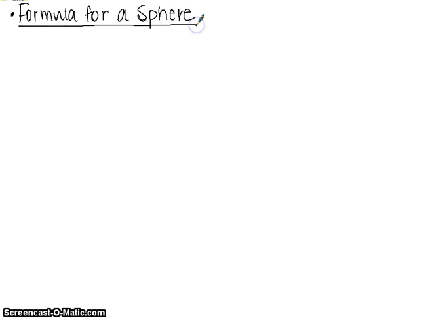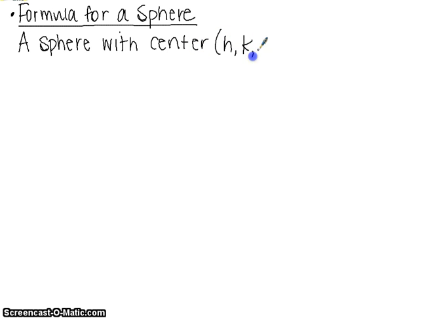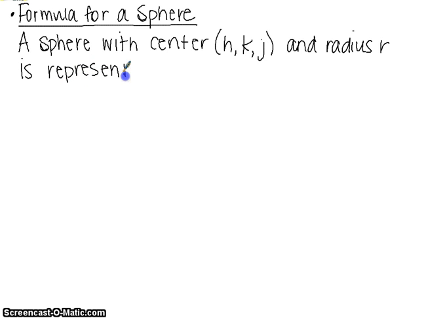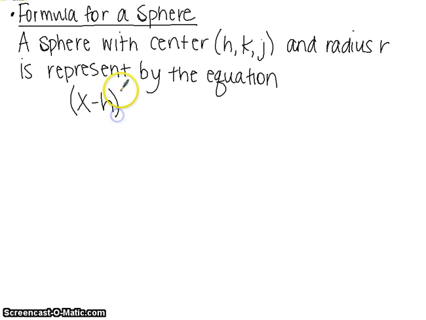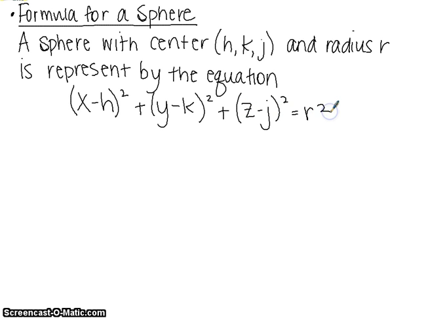Okay, so here's how this one looks. A sphere with center h, k, j and radius r is represented by the equation (x minus h) squared plus (y minus k) squared plus (z minus j) squared equals r squared.